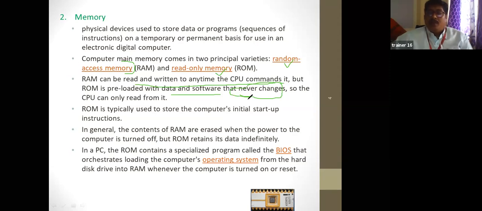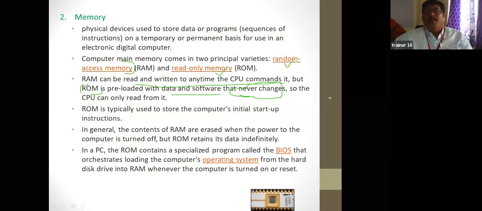For example, we have to install software, Word software, or PDF Adobe Reader, or some media player. The software will never change. That means we cannot erase it. That is data and software that never change. For example, an antivirus software, we cannot change. So that is nothing but ROM, read-only memory.